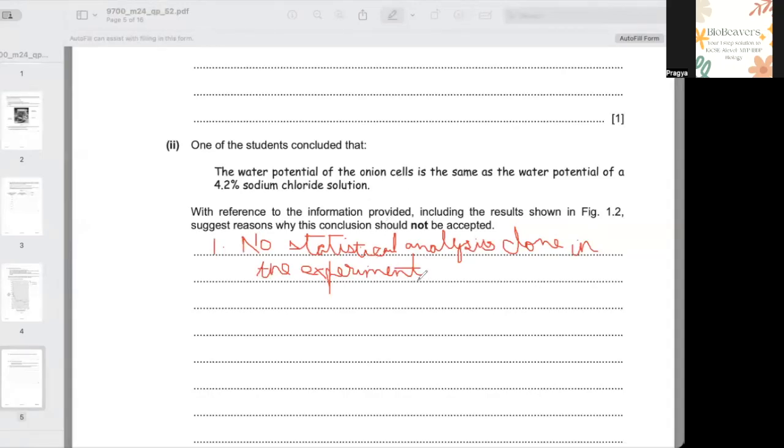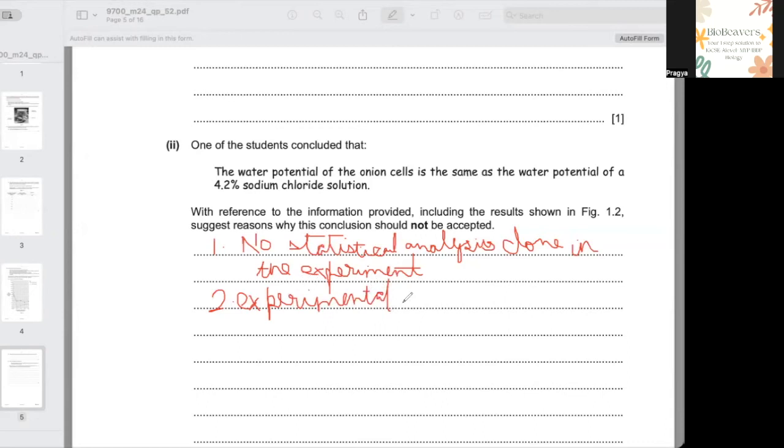As I said, the first point is that there is no statistical analysis. They are saying that a particular result cannot be accepted from an experiment. First question, statistical analysis done or not. Second thing which comes to our mind is why can a particular result not be accepted? We will have to think of an experimental error. An experimental result cannot be accepted because there might be some experimental error.